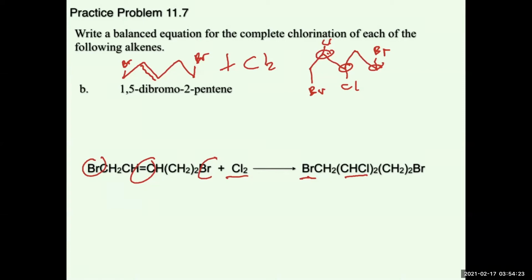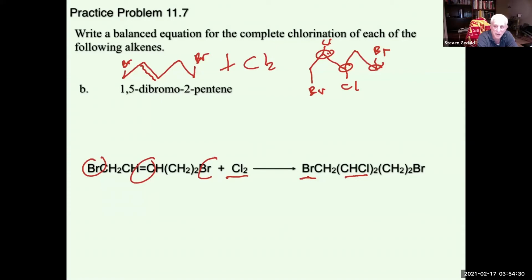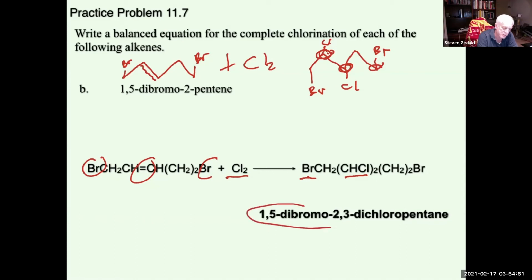1,5-dibromo-2,3-dichloropentane. Perfect. Exactly right. There's 1,5-dibromo. The bromines stay the same. The chlorines are going to be at 2 and 3, so 2,3-dichloro, and it's 5 carbons, pentane. 1,5-dibromo, 2,3-dichloropentane. That's how the answers will be on your exams. We've got to work it out and then give me the right answer that way. Most of your answers will be in that way.